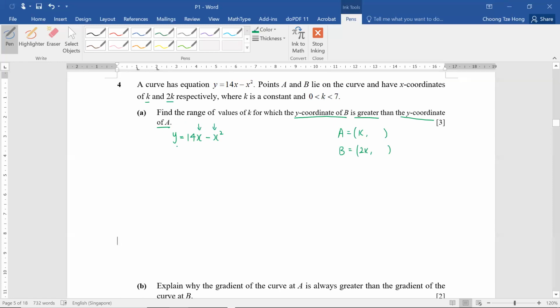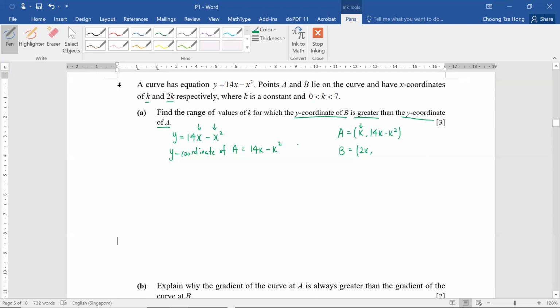So the y coordinate of A equals 14, and we replace the x with k, because the x coordinate of A is k. So just like this. Let me increase the size of this bracket. Over here, the y coordinate of A will be 14k minus k squared.